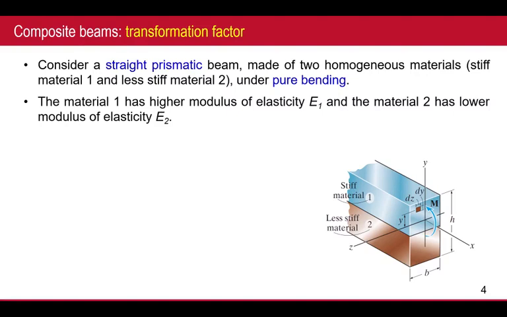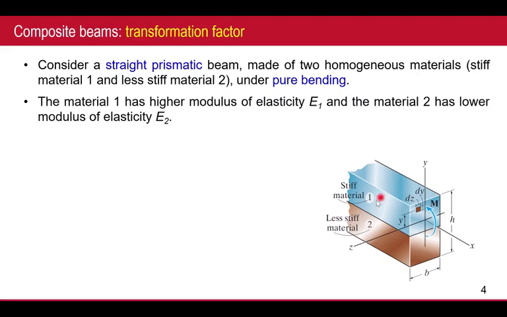We just do this first. Consider a straight prismatic beam, for example here, made of two homogeneous materials. One with a higher stiffness, we'll just say stiff material 1, and another with a low stiffness, let's say less stiff material 2. Everyone clear? This is under pure bending. Of course, since these are two materials, we cannot apply the equation from previously. So for this kind of case, we must transform the cross section to use the equation as we learned before.